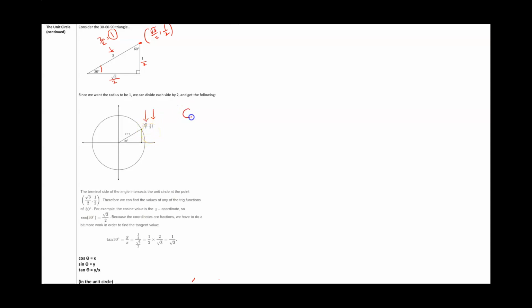Now here's what we know. We know that cosine of theta in the unit circle is going to be the x value. The sine of theta in the unit circle is going to be the y value, and the tangent of theta is going to be y over x. So in this case, the cosine of 30 degrees is going to be the x value, which is radical 3 over 2. The sine of 30 degrees is going to be the y value, which is 1/2.